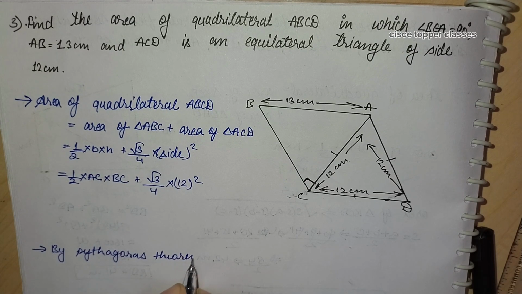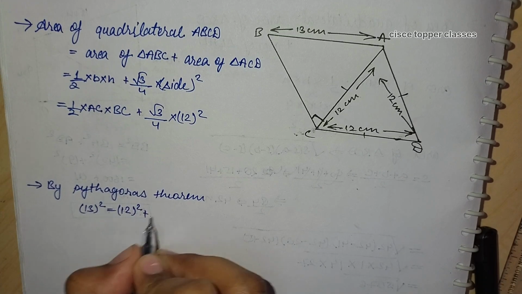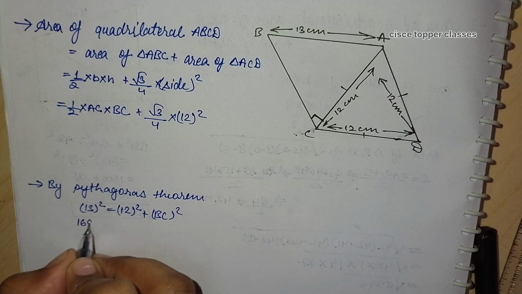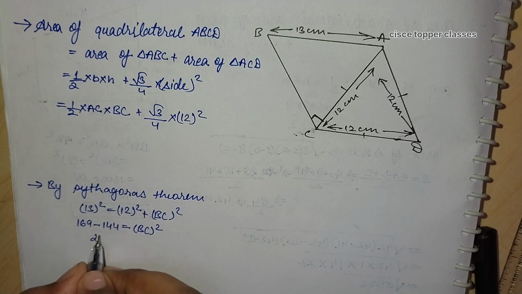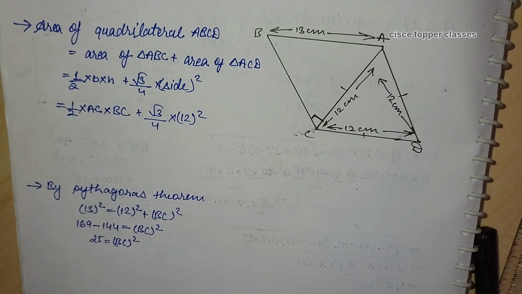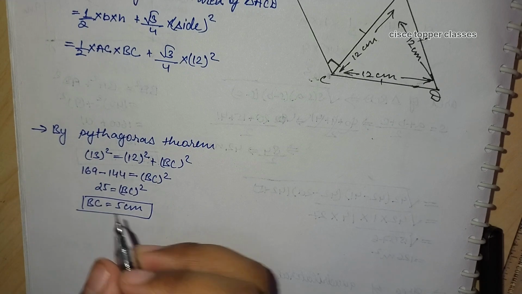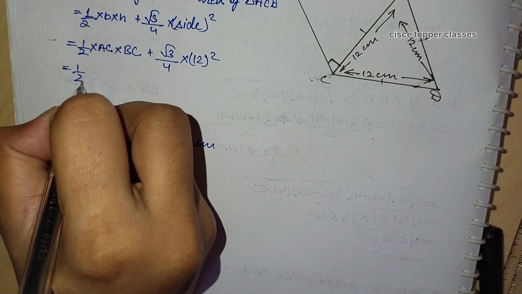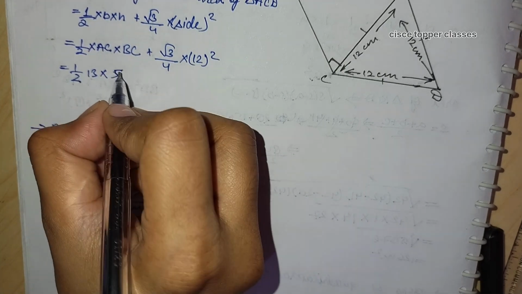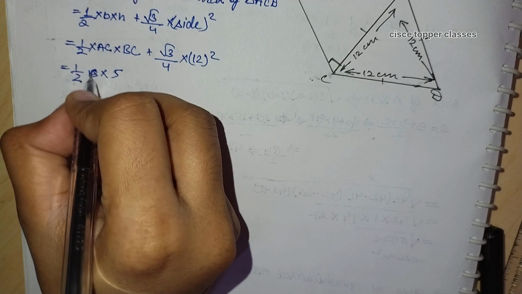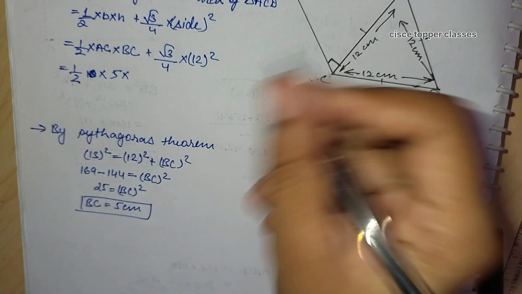So by Pythagoras theorem, we can write it as 13 whole square equal to 12 whole square plus BC square. So this will be 169 minus 144 equal to BC whole square. 25 equal to BC whole square. We can take the square root. BC is equal to 5 centimeter. Now I'll put the value of BC. So this will be half, AC as 12 and BC as 5.